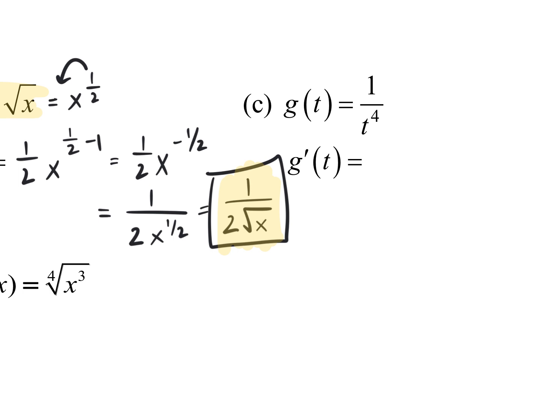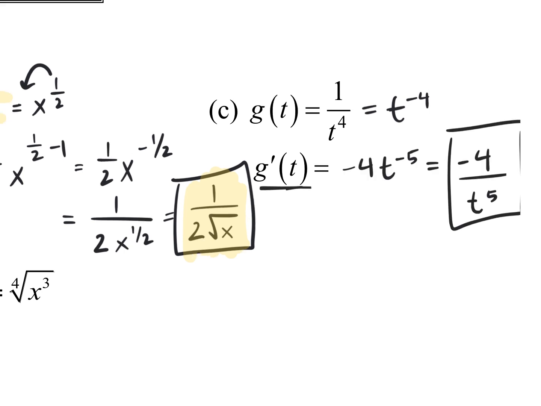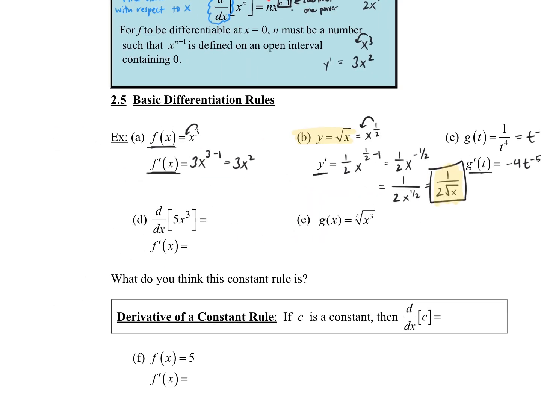All right, next one. I've got 1 over t to the 4th. Can I rewrite this as t to the negative 4th power? Yes? All right, try this out. Try finding the derivative of your function g. Did we all get negative 4 over t to the 5th power? Yes? Okay, moving on here.